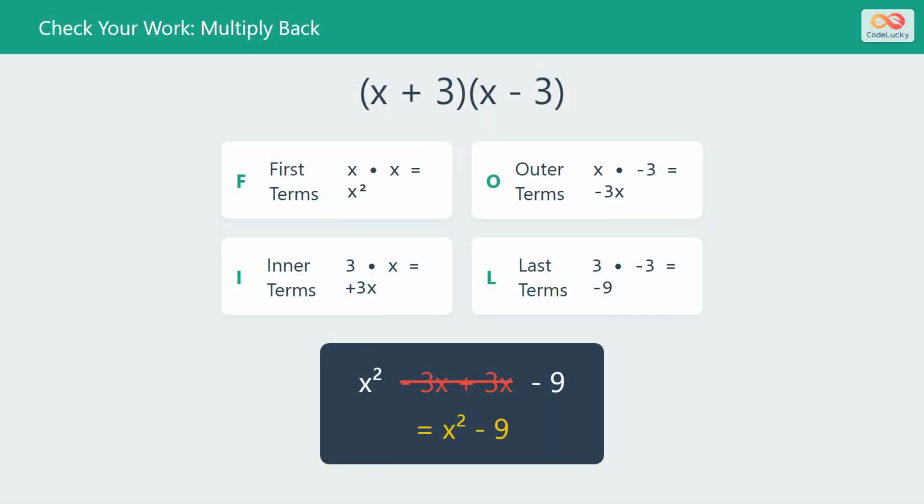You can always check your answer by multiplying the factors back together using the FOIL method. Let's check x plus 3 times x minus 3. First times first is x squared. Outer is minus 3x, inner is plus 3x, last is minus 9. Notice how the middle terms, negative 3x and positive 3x, cancel each other out completely. We are left with exactly what we started with, x squared minus 9.